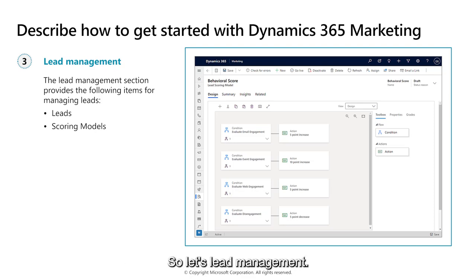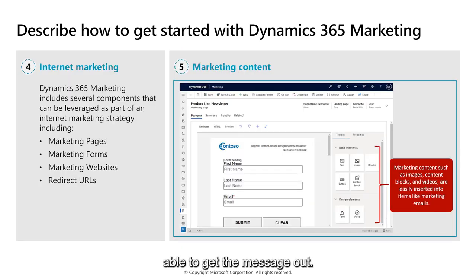So that's lead management. Now, obviously, we want to be able to get the message out. So what we need to be able to do is things like internet marketing. So we have various components: marketing pages, forms, websites, and redirect URLs. Because, of course, marketing to customers over the internet is really a great way to understand who our target customer base is and what they're actually interested in. So we can create web pages that can include forms where people can register for an offer or update their contact information, manage mailing list subscriptions, and a lot more.